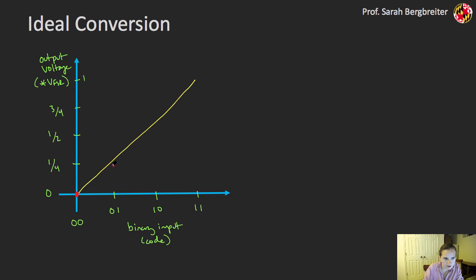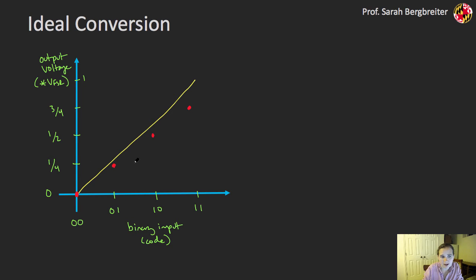Now, in reality, you might have something that looks a little bit more like these red dots here. If I have a code of 0, 0, then I have an output of 0 volts. If I have a code of 0, 1, I have an output of 1/4 VFSR. A binary input of 1, 0, and this is for a 2-bit DAC, I should be clear, gives an output of half of VFSR, and an input of 1, 1 gives an output of 3/4 VFSR.